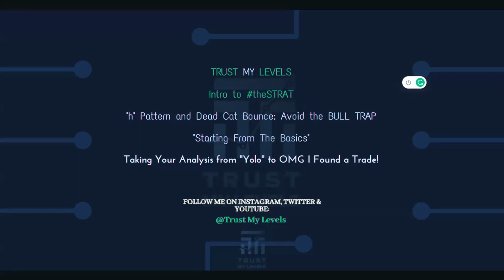So, Trust My Levels, intro to the Strat. I'm gonna deviate a little bit from the Strat right at this moment, but you'll still have the numbers on the chart, so you'll still see your ones, twos, and threes. But today I'm talking about this H pattern and dead cat bounce. Avoid the bull trap or bear trap, whichever one you want. It could be either way. Again, starting from the basics, taking your analysis from YOLO to, oh my God, I found the trade.